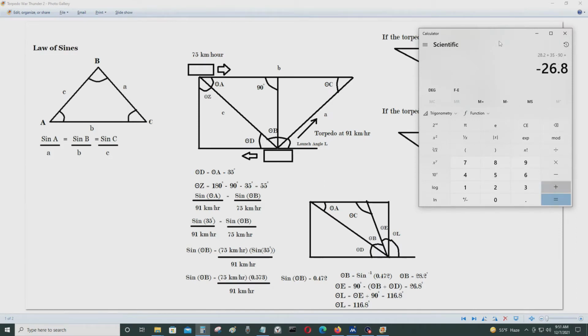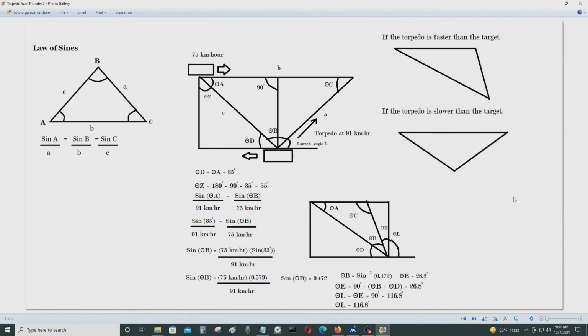Minus 90. So we get 26.8 for this part. And we know what the angle of this is. This is a right angle, so 90 degrees. So we get the same thing. Except I think using the 180 is definitely a lot easier. So we could use it both ways. So anyways, as for the triangles and how they look.